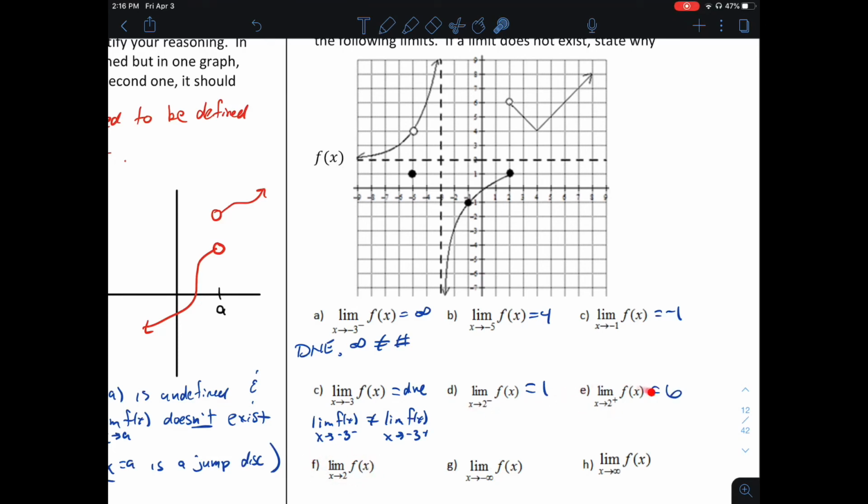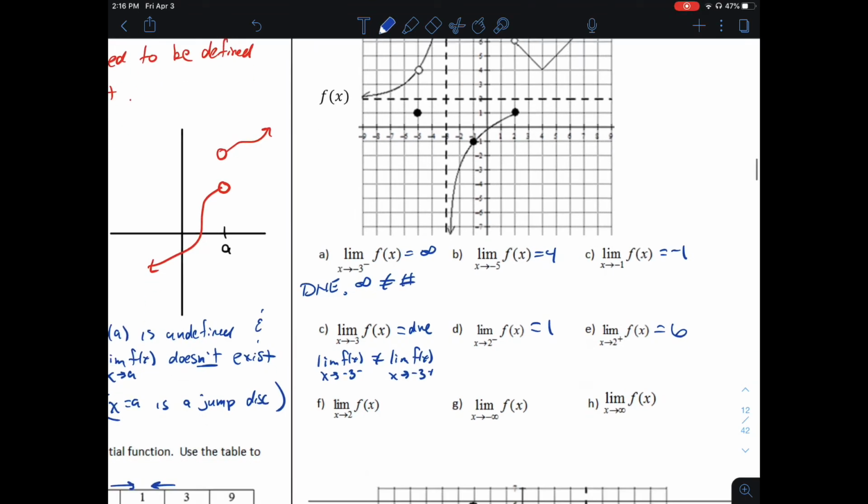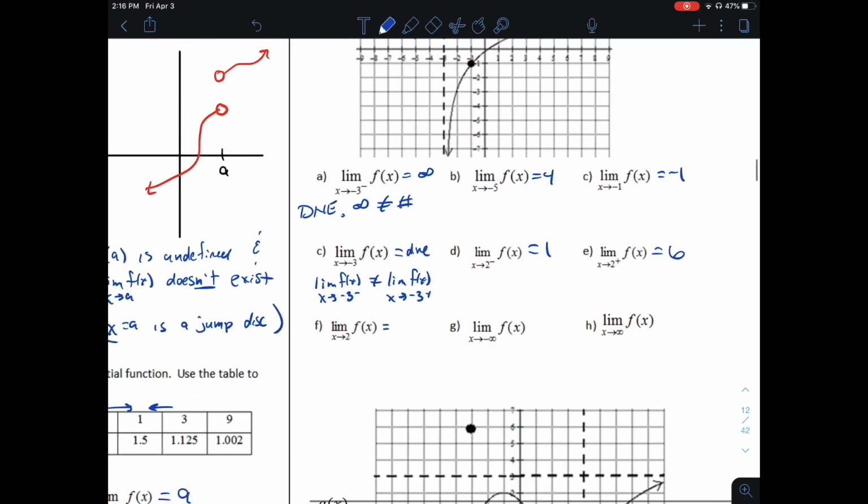Question F, you don't need the graph. You got the left and the right here. Are these the same numbers? They are not. So we would say for this, does not exist. Reason, the limit of f of x as x approaches 2 from the left does not equal the limit of f of x as x approaches 2 from the right.